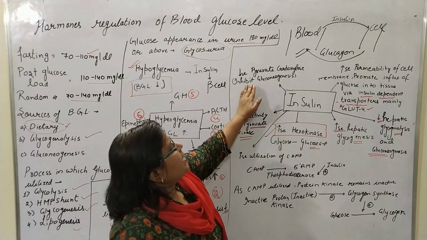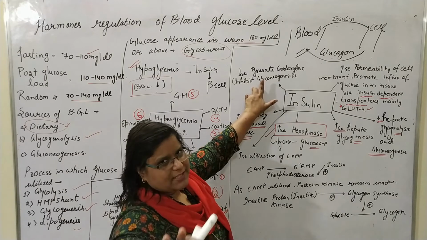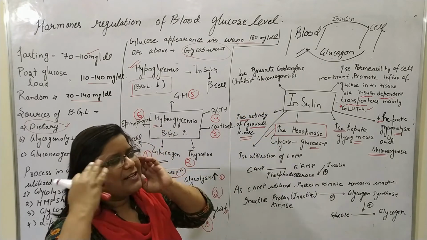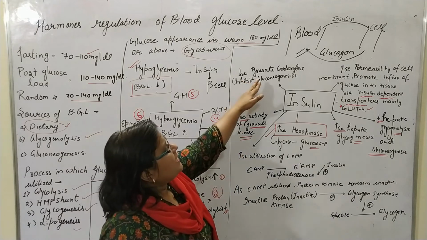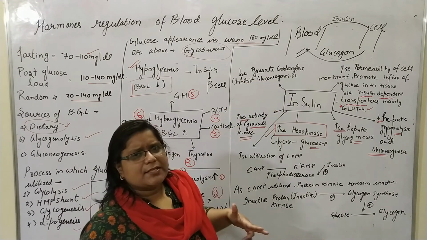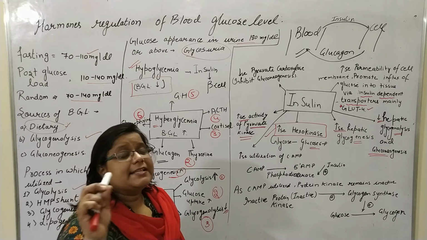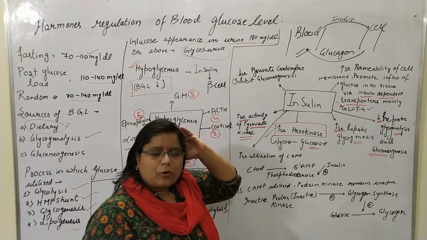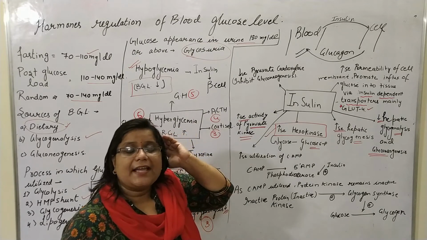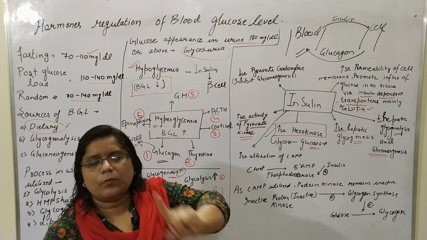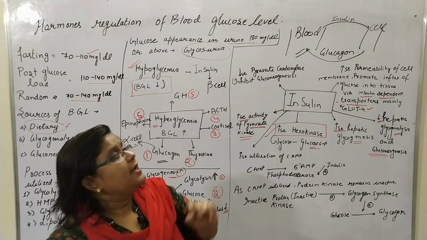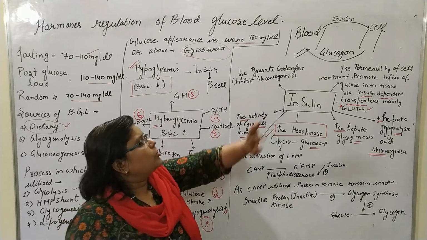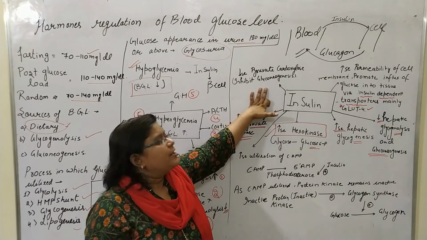Now it decreases pyruvate carboxylase. I got confused, sorry. It decreases the activity of pyruvate carboxylase. What is pyruvate carboxylase? This is the enzyme which is used in gluconeogenesis. In gluconeogenesis, pyruvic acid is converted into oxaloacetic acid by pyruvate carboxylase. So that activity is reduced, and the gluconeogenesis will automatically reduce.